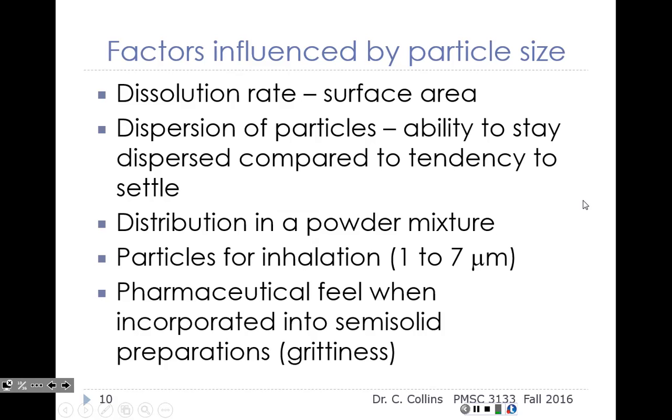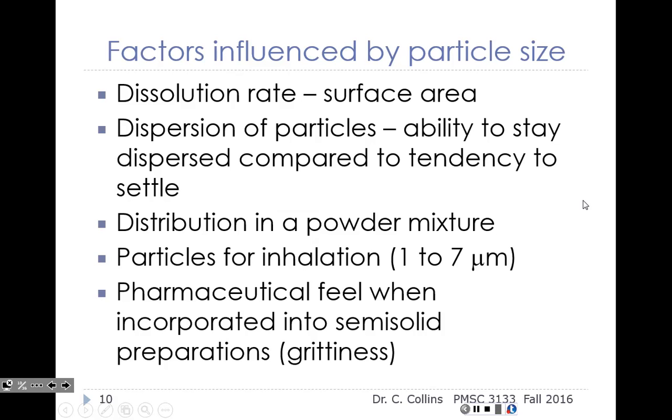Also, when you're making a semi-solid, an ointment, a cream, a gel, something of that nature, you're going to incorporate powdered drug. Someone's going to put it on a rash or a burn. You want to make certain that your drug is dissolved or dispersed nicely throughout that product.